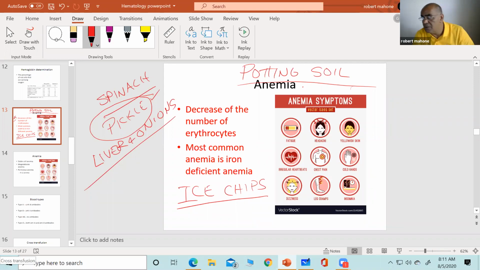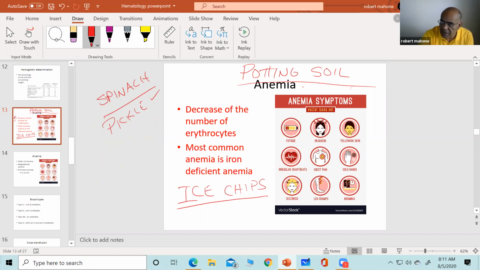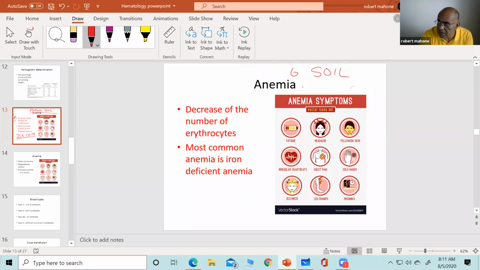So that is what anemia is, a decrease in the number of red cells. And there are several different causes for that, but the most common is iron deficiency. That's two test questions right there. What is it called when a person has a decrease in the number of red cells? And what is the most common form of anemia? Iron deficiency.